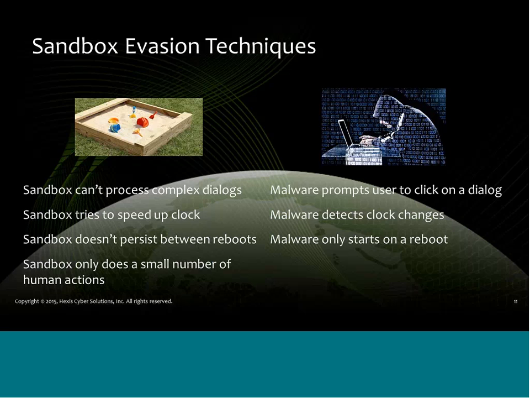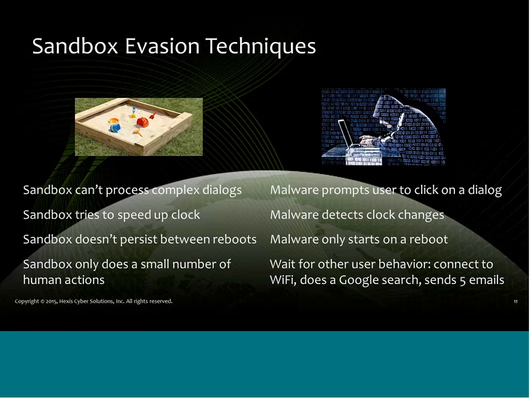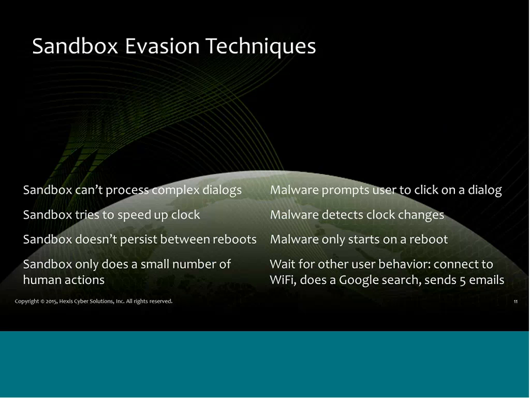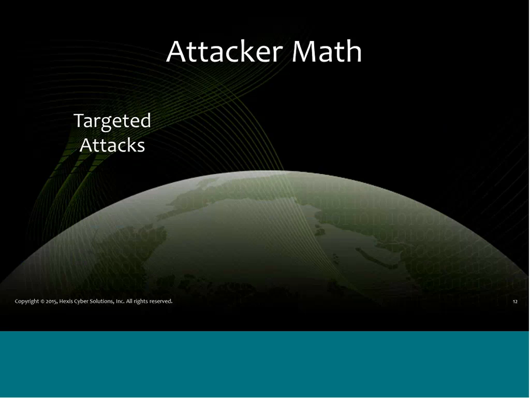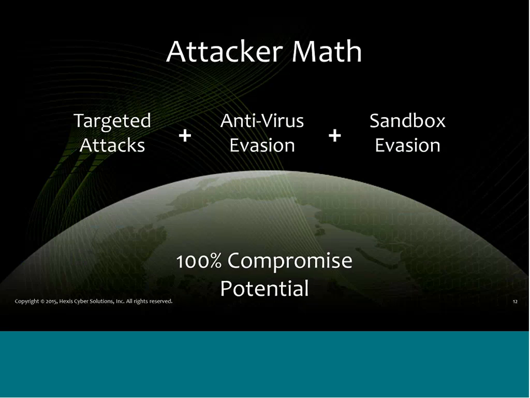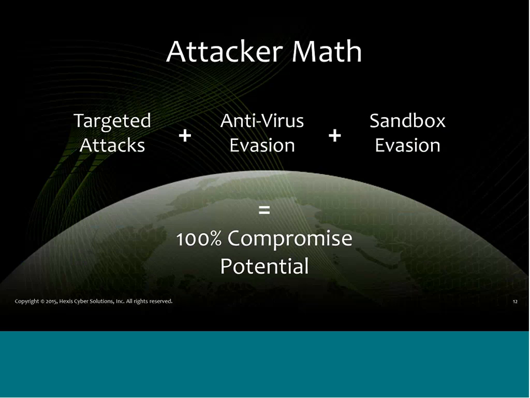So this is an arms race in terms of innovation between the evasion techniques and the detection techniques at the network layer. What we've done at HawkEye G is focus on the endpoint in addition to the network to catch these evasion techniques. From a math point of view, targeted attacks plus antivirus evasion plus sandbox evasion equals 100% compromise potential. If you're faced with a 100% compromise potential equation, then let's look at how we can detect it and stop it before it causes a breach.